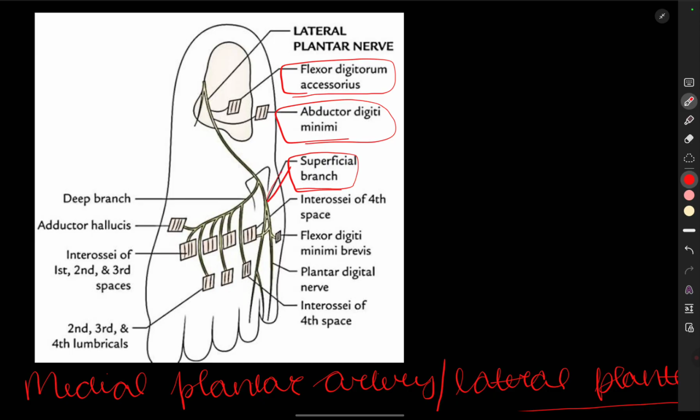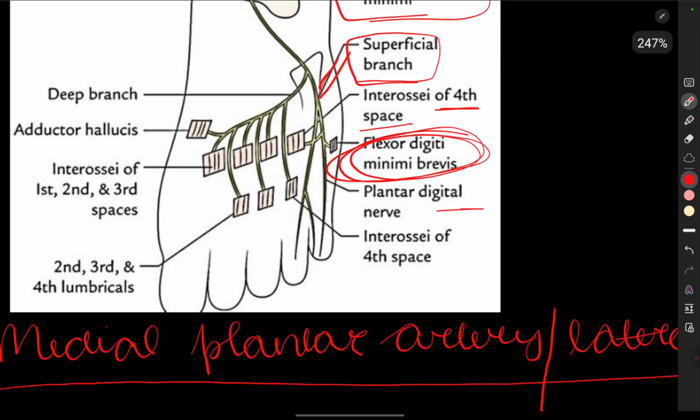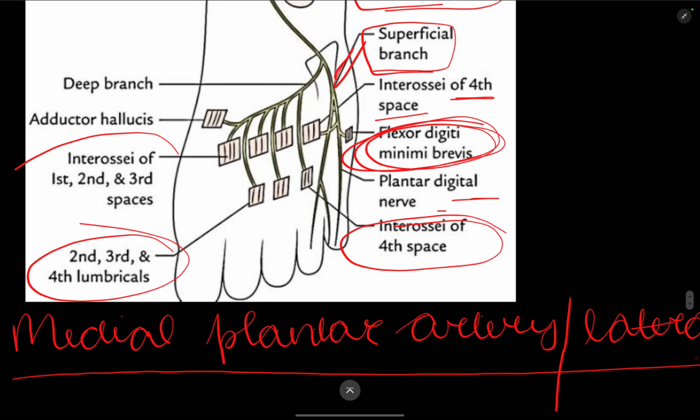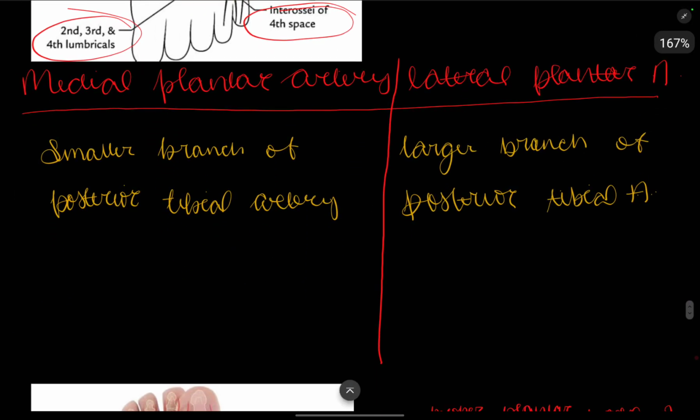Superficial branch. Okay, the superficial branch: interossei of the fourth space, flexor digiti minimi brevis. This is a plantar digital nerve, fourth space, lumbricals, and the abductor hallucis, and it also has the deep branch. Okay, the deep branch. So we are done with the nerves. Now we are going to see the arteries.